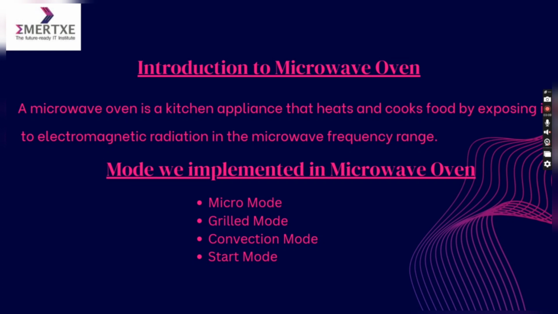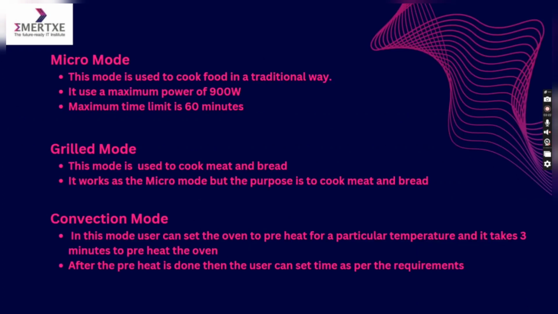Whether you want to quickly heat up your food, get a nice grill on your chicken, bake using the convection mode, or simply start your regular cooking process. Moving to the next slide, functionality of these modes. In micro mode, this mode is used to cook food in a traditional way. It can use the maximum power of 900 watts and the maximum time limit is 60 minutes.